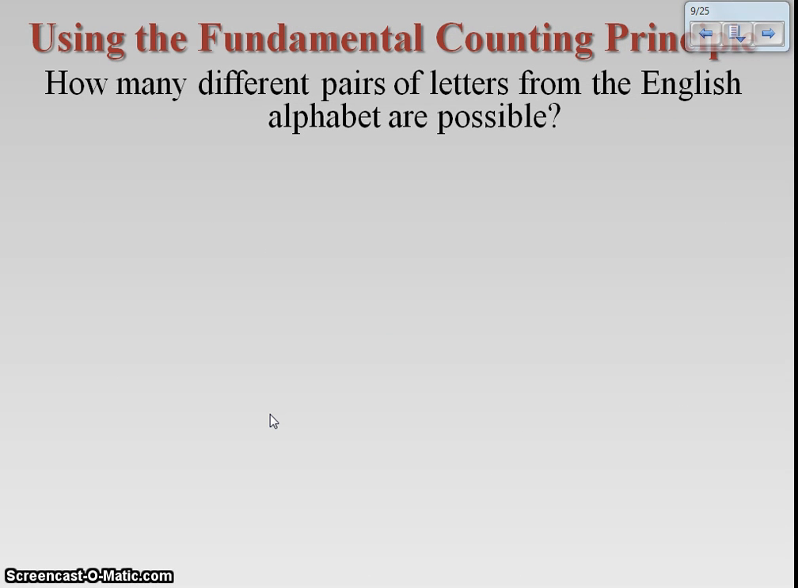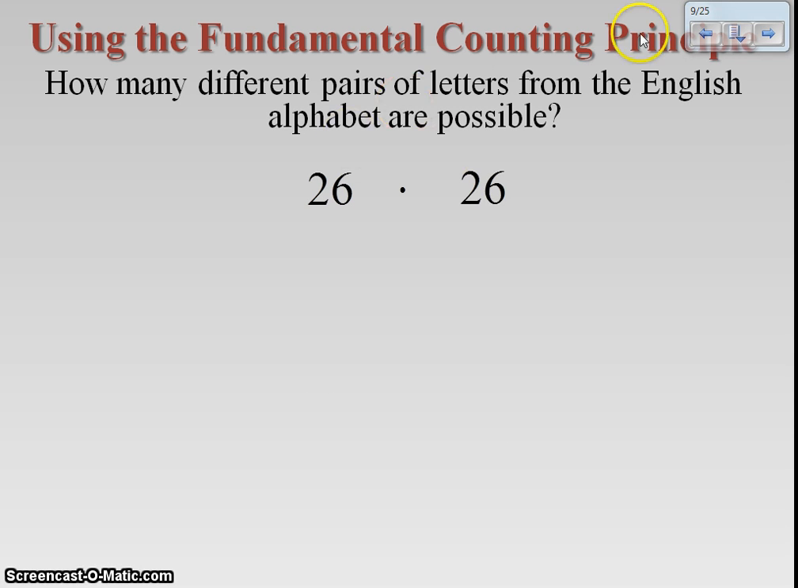Alright, what about this one? How many letter pairs, how many different pairs of letters from the English alphabet are possible? Well, again, I pick one letter with a certain number of possibilities, and I pick another letter with a certain number of possibilities, and I put them together. So, how many letters are there in the alphabet? Well, I've got 26, and I've got another 26.